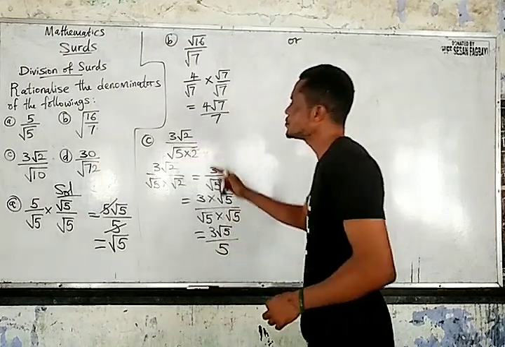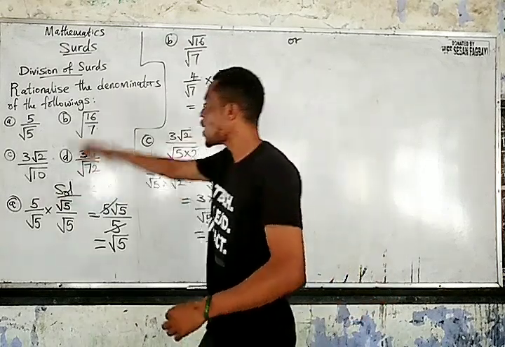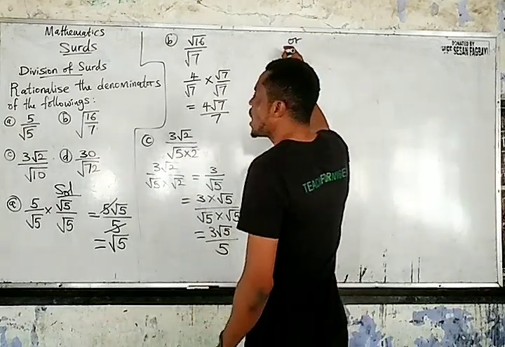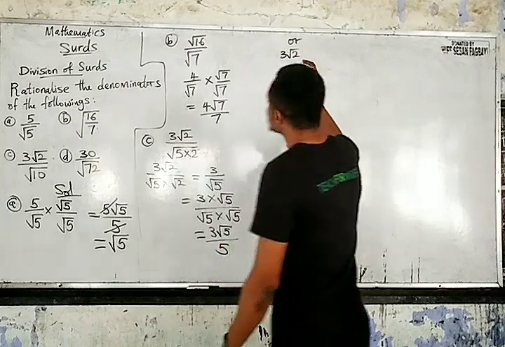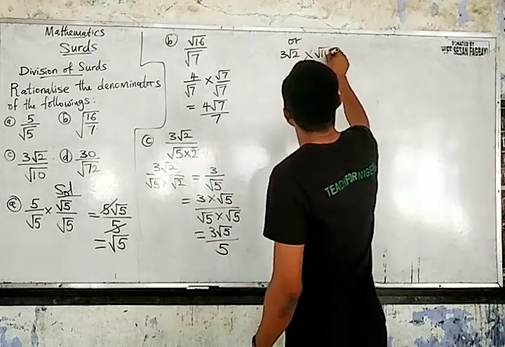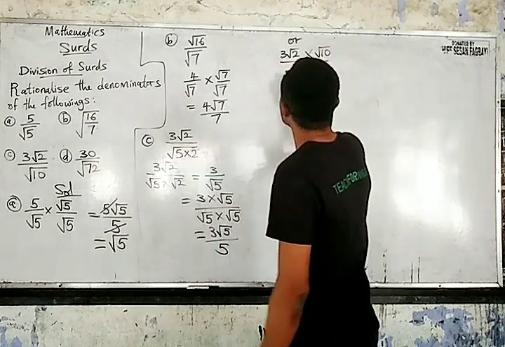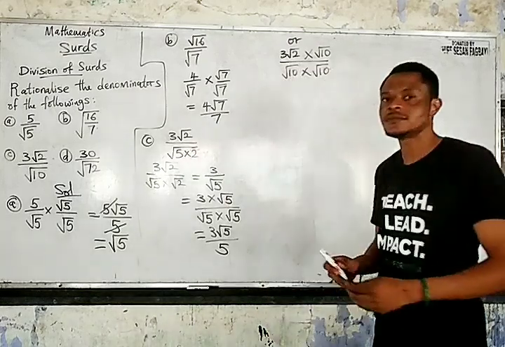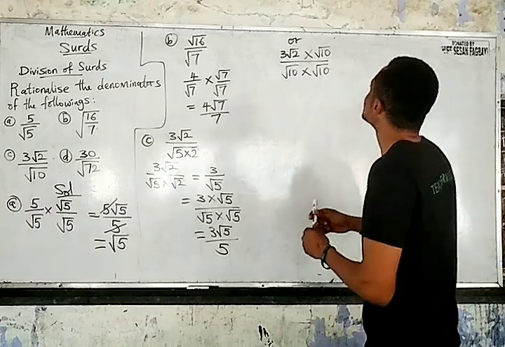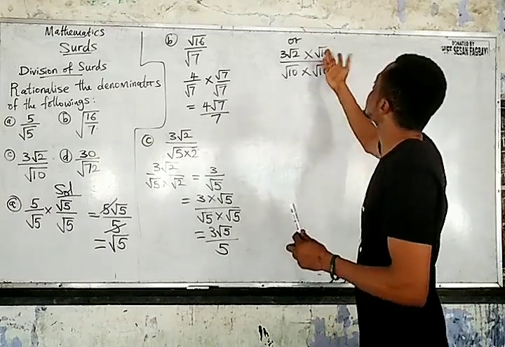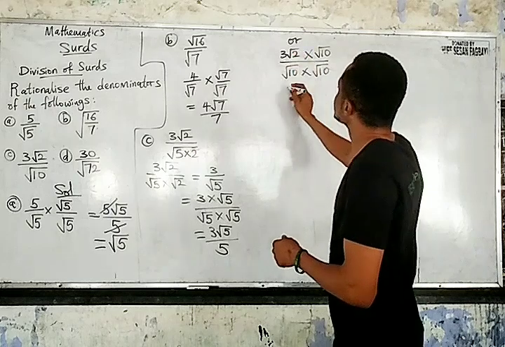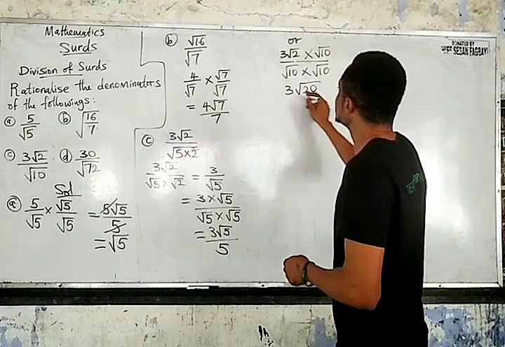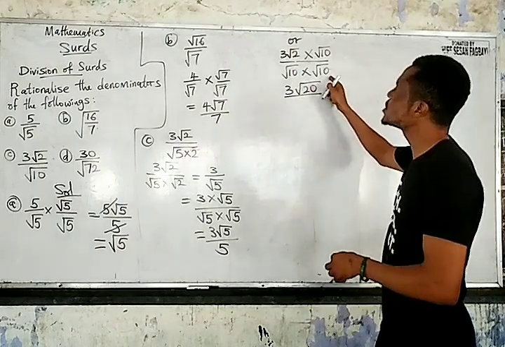Or we have root 10 as the denominator. I will use it for the numerator and denominator straight away. So we shall have 3 root 2 multiplied by root 10 all over root 10 multiplied by root 10. In this way, this will give us 3 root 2 multiplied by 10, which is root 20, all over root 10 multiplied by root 10.